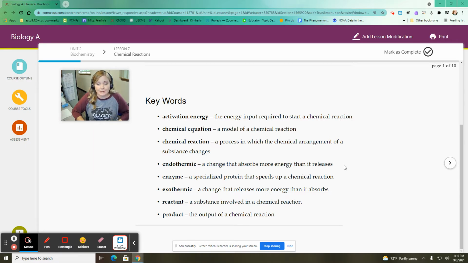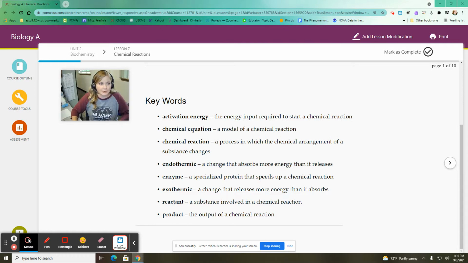So we have our keywords: activation energy, chemical equation, chemical reaction, endothermic, enzyme, exothermic, reactant, and product. Almost all of these terms should be familiar to you because we have kind of used them and talked about these types of reactions in photosynthesis and in cellular respiration, which are both chemical reactions, in the previous lessons.